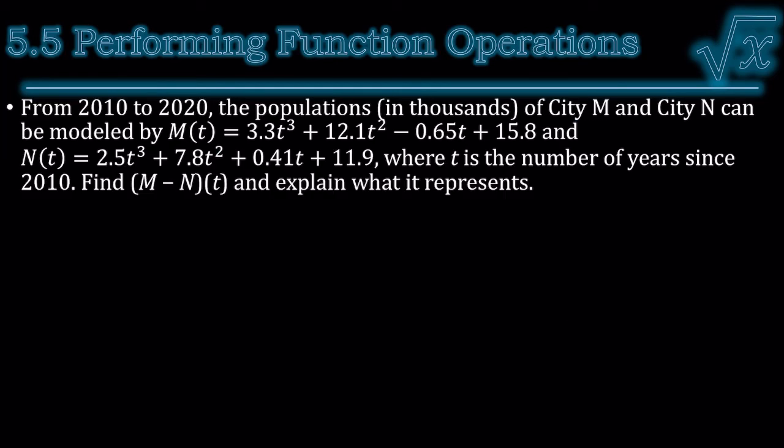From 2010 to 2020, the population in thousands of cities M and N can be modeled by these, where t is the number of years. Find N minus, okay, M, so we'll do M minus N.